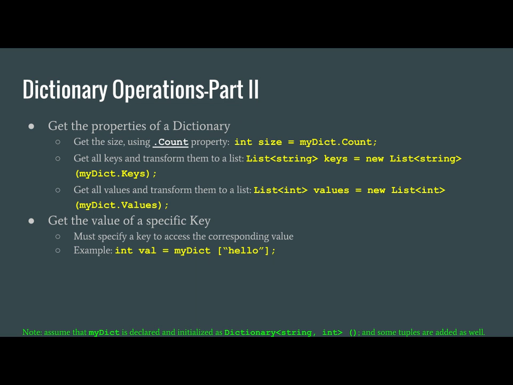Why do we want to have keys? Because we want to look up values. So to access a value, we need to have the key. To access the value, we use something similar to an array operation. Instead of using an index here, we just use the key. We give the key, and it will give us the value that is coupled with this key. Assume that myDict is declared and initialized as this.